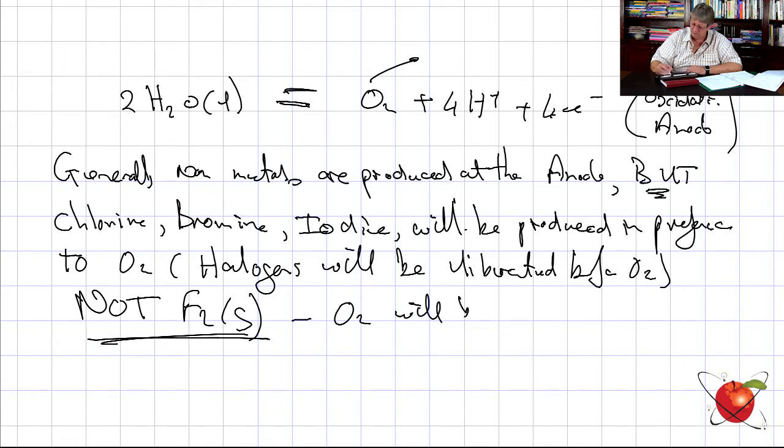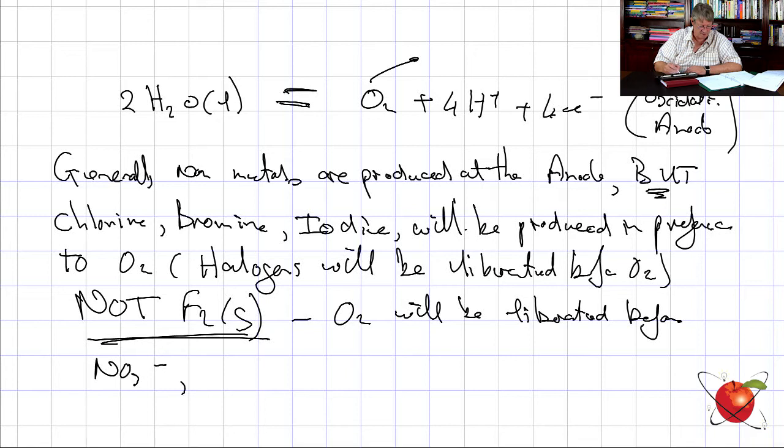O2 will be liberated before NO3 minus and SO4 2 minus, which are other anions. Therefore, in this process, we look at each and every one where there is water. Some of them we're going to get to don't have water in them. We don't look at the water because it's not there. We only look at the ions we actually have in solution. In those we're going to melt, things like bauxite and so on. All right, we're going to get to those.